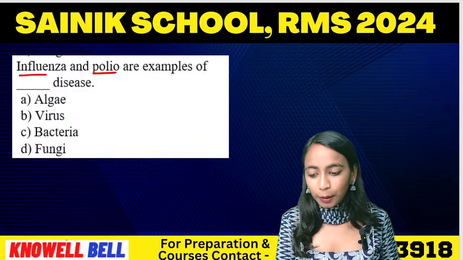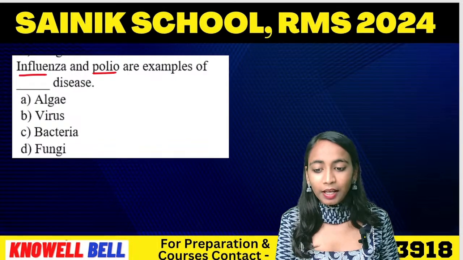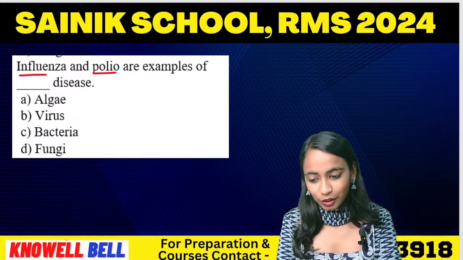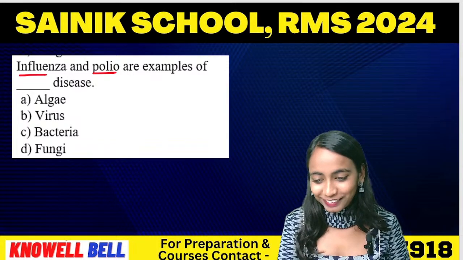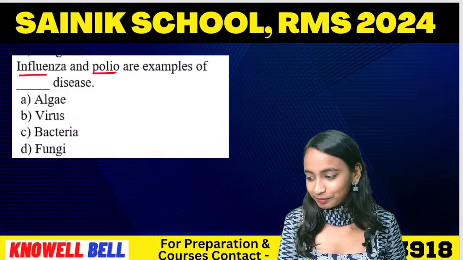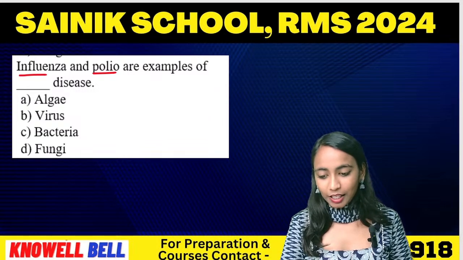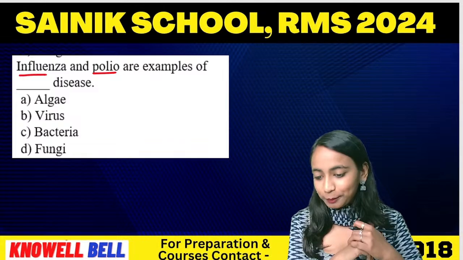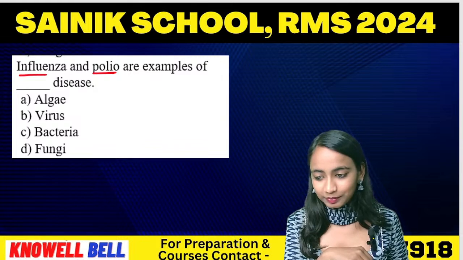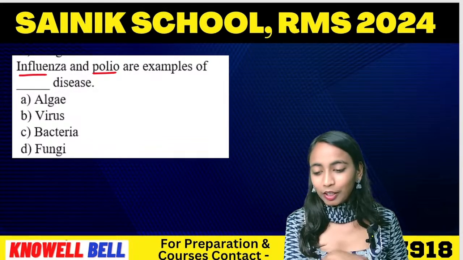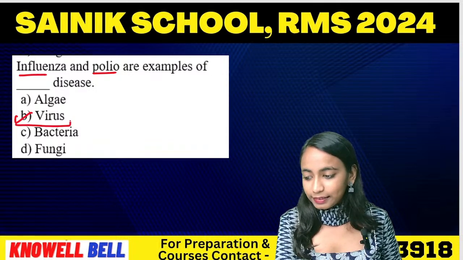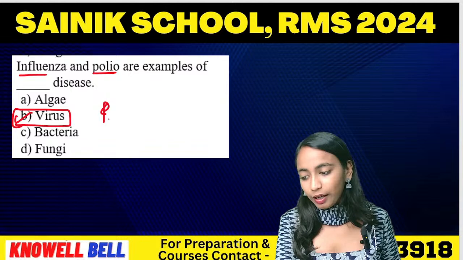Next is influenza and polio. They are the examples of what kind of disease? या फिर इन्फ्लुएंजा एंड पोलियो किसके थ्रू स्प्रेड होता है? दैट इज व्हाट द क्वेश्चन इज आस्किंग अस. Okay, thank you Abhinav. Influenza and polio. Okay, you think B, Ustad thinks it's C. So we have to keep in mind influenza and polio किसके थ्रू कॉज होगा? They are viral diseases.